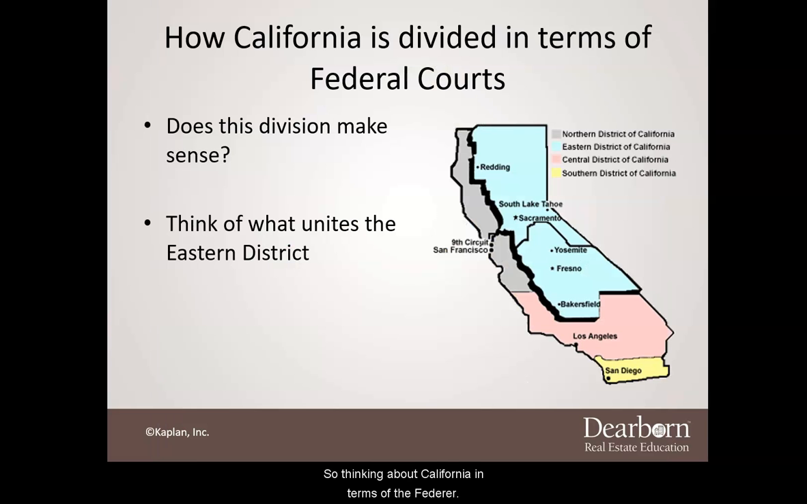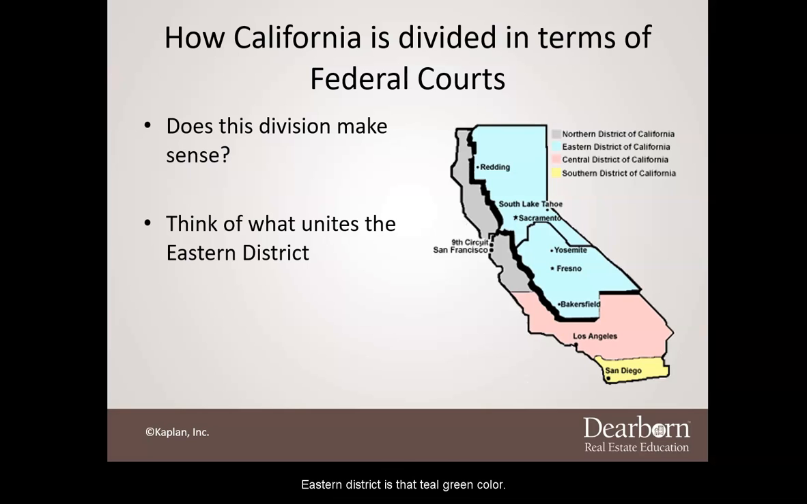So thinking about California in terms of the federal courts, not that this level of detail is necessarily required, but people move from Southern California to Northern California. It's good to understand from a federal perspective how California structures its federal courts. And at the top, you see the gray is the Northern District of California. It also includes San Francisco, where the Ninth Circuit sits.